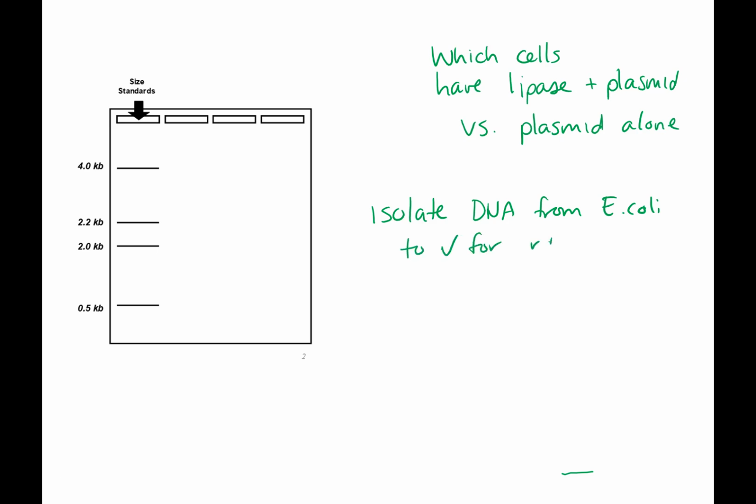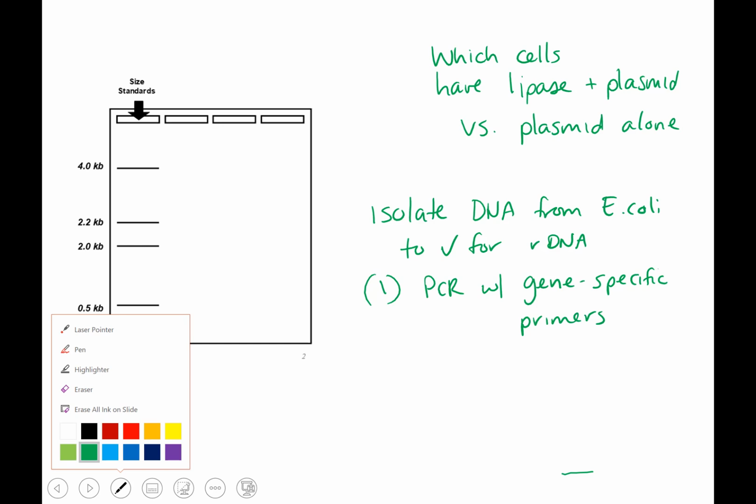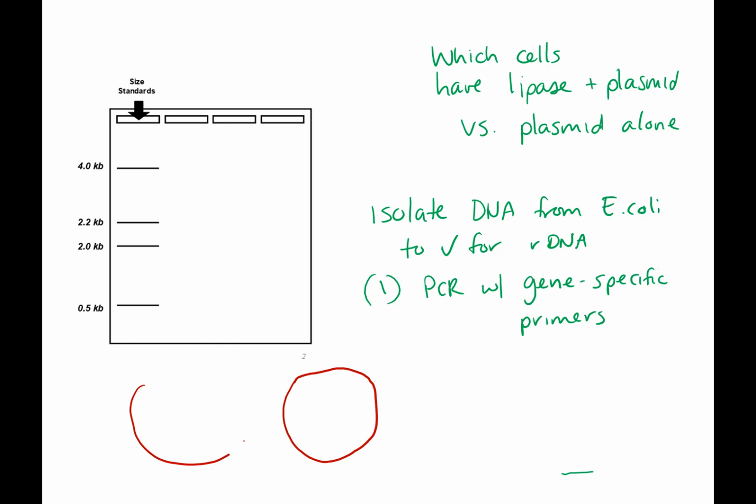To check for recombinant DNA, you could, one, do PCR with gene-specific primers. So the primers you used. And so if you have, let's just draw it like this, your plasmid plus your gene, this is what we want, then when you did a PCR check, you would get your nice little lipase gene. And if there was no insert, no gene, you would have nothing on your gel, which we really don't like, negative results, right? It's always nicer to see something than to have it be negative and be not sure if you messed anything up.